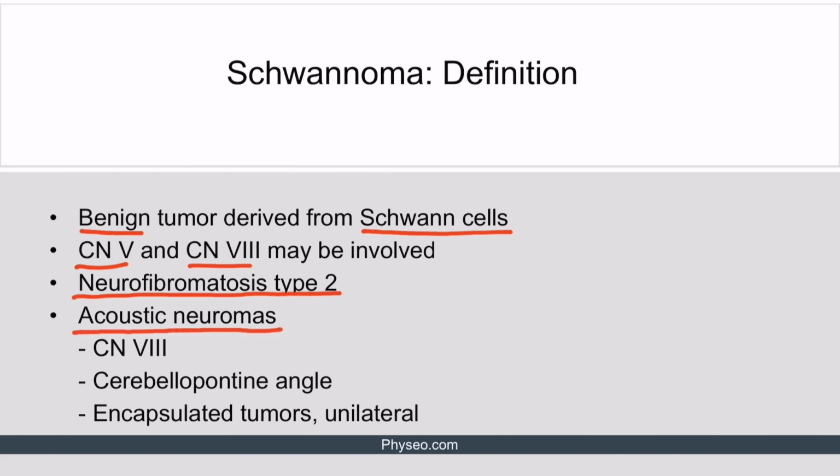Acoustic neuromas are schwannomas of the 8th cranial nerve. The majority are located in the cerebellopontine angle. On gross examination, they are seen as encapsulated tumors, usually unilateral. On microscopic view, there are alternating dark and light areas.